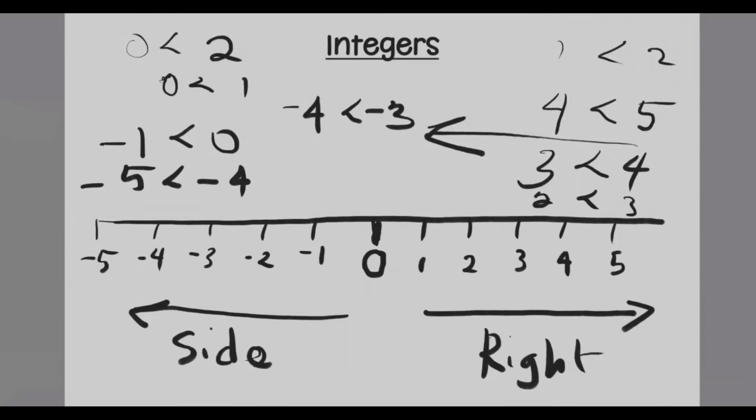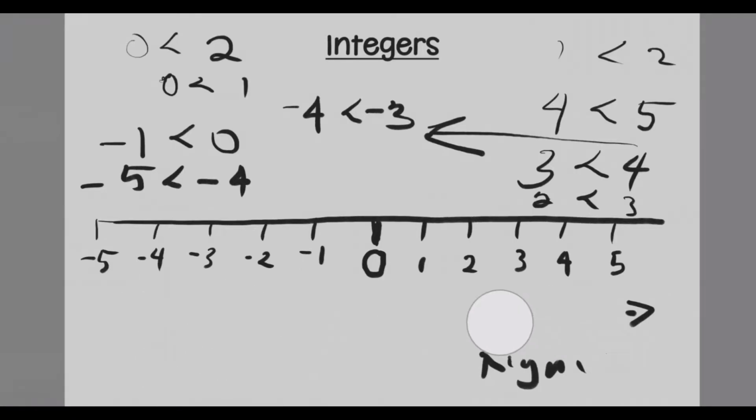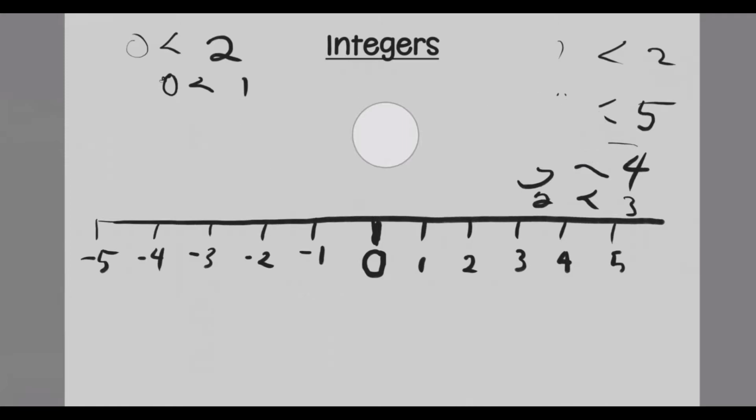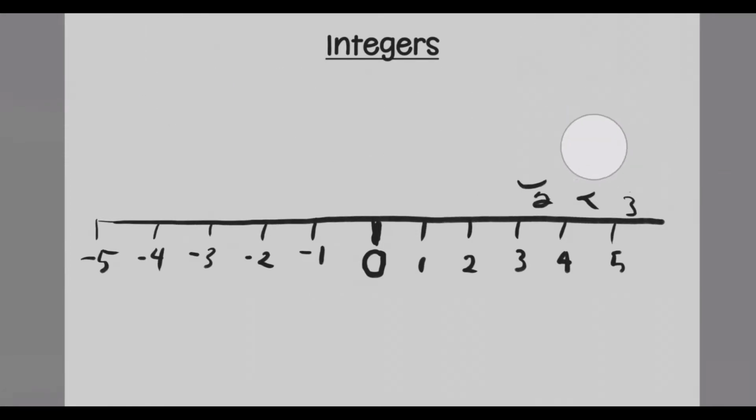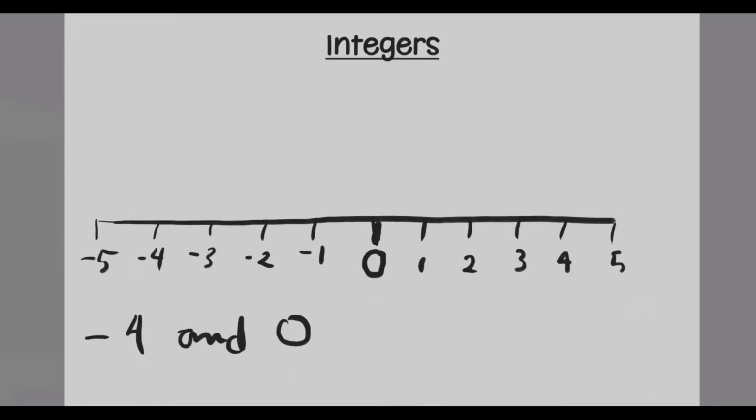For example, they can ask you, which one is smaller? Say in a question, they give you a number line, and they say which one is smaller. They give you -4 and 0. Which one is smaller? Minus 4 is smaller because as you move to the left, the numbers become smaller. So this is your origin, and as you move left of that origin, your numbers become smaller.